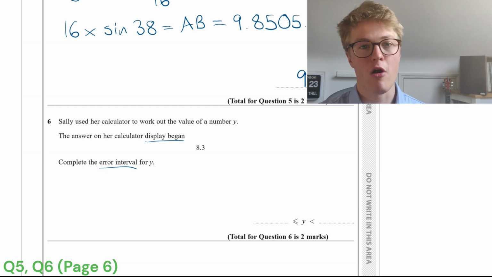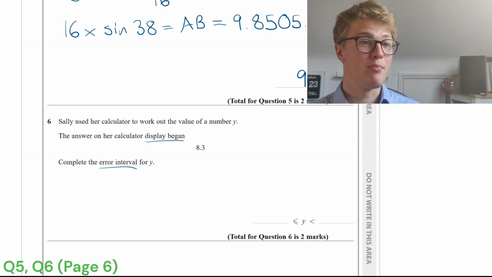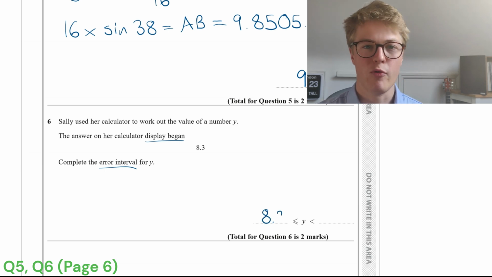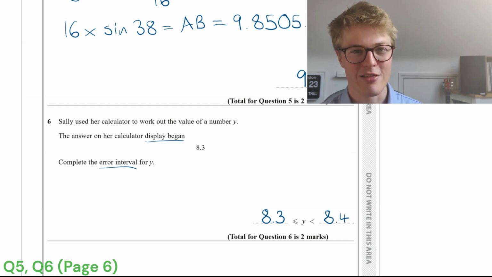So if we had a 0, it would round to 8.3. If we had anything below 5, it would round to 8.3. So if it was 8.35 or above, it would then round to 8.4. So in this case, our error interval for y would be 8.3 and 8.4 because we're looking at truncated values, and it's slightly different for truncated values versus uncertainties. So just be very careful there, okay?